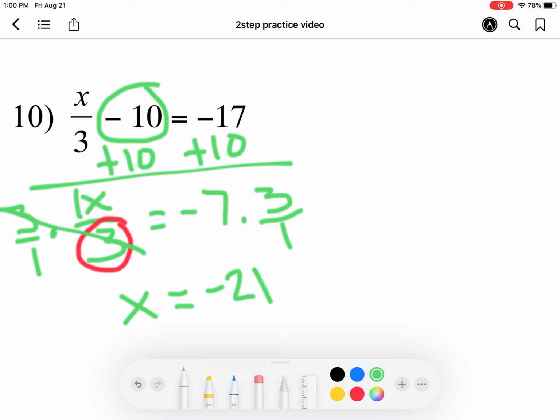And again, I can check my work. Substitute negative 21 for x. Negative 21 divided by 3 is negative 7. I'll write that over here. Negative 7 minus 10. Well, so add the opposite. Negative 17 is equal to negative 17. So I know my answer is correct.